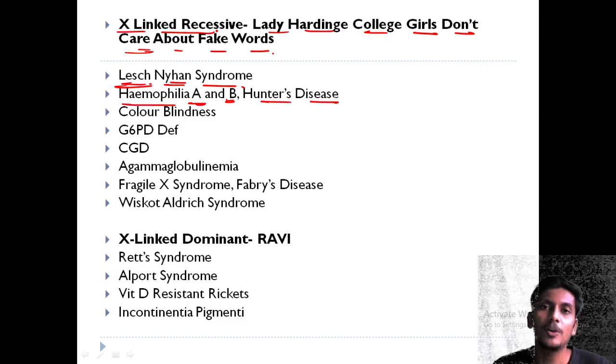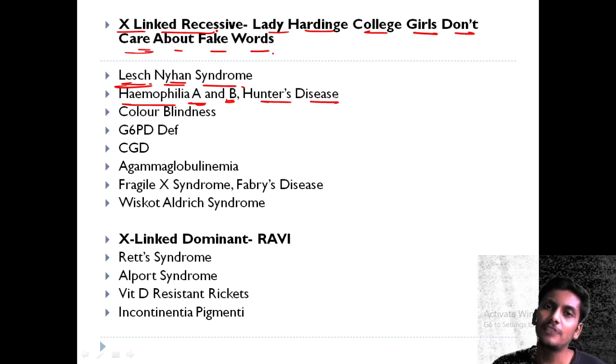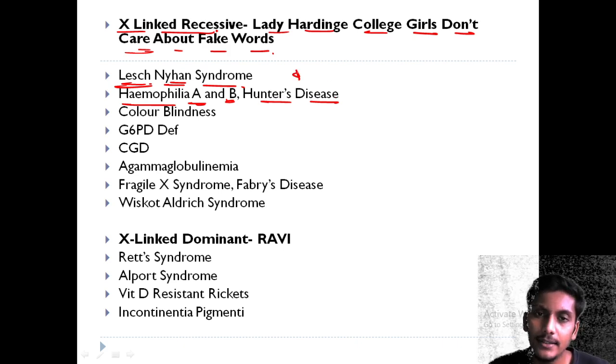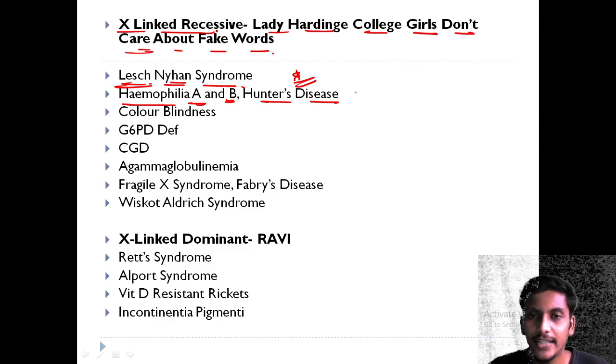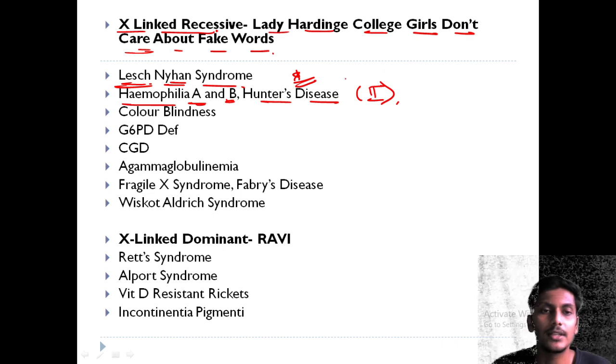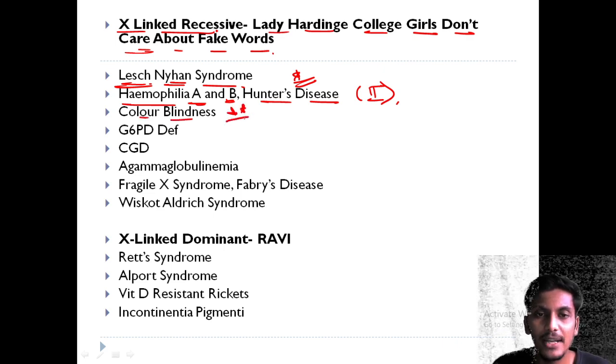Hunter's disease is a type of mucopolysaccharidosis. All the other mucopolysaccharidoses inherit by autosomal recessive pattern of inheritance, except Hunter's disease, which inherits by X-linked recessive pattern of inheritance, which is a type 2 mucopolysaccharidosis. Remember this. Okay. Then C goes for color blindness. Question has been asked on color blindness twice.